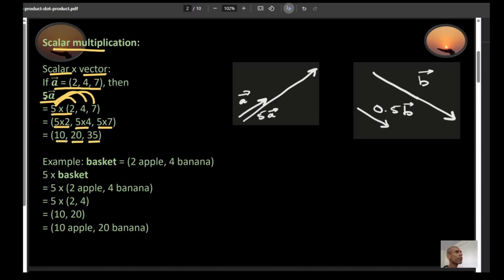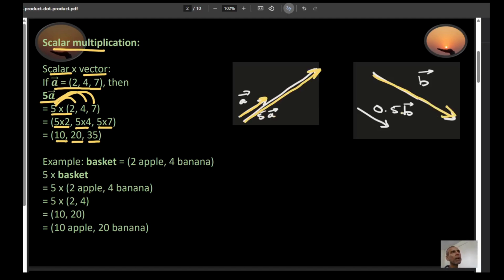Now since I multiplied 5 by the vector, what just happened? Every single element got multiplied by that number. So if you think about it, if this is your vector A right here, and I multiply by 5, so 5A, your vector got bigger. It actually got scaled up. On the other hand, let's say this is your vector B right here.